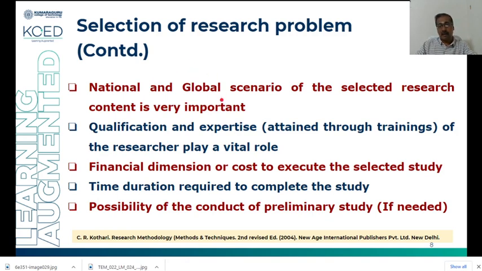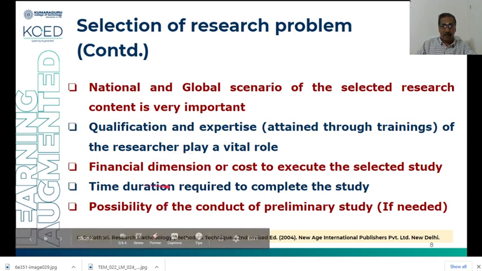Whereas a doctoral student may have at least 3 to 4 years. So a very good sizable problem can be given to a doctoral student. So qualification and expertise, they are interlinked with each other. They are interrelated with each other. It is directly proportional, I can say.